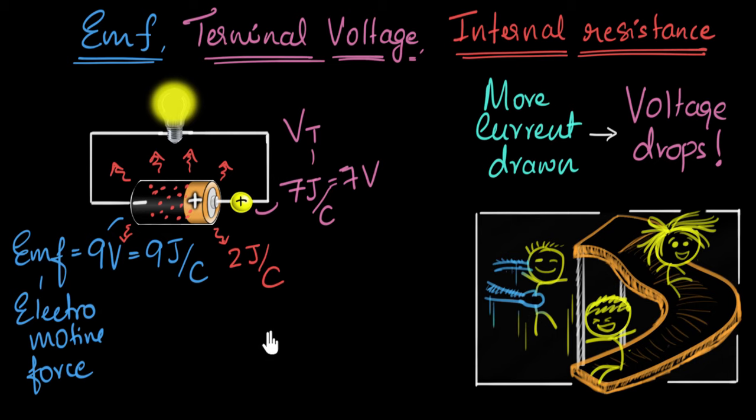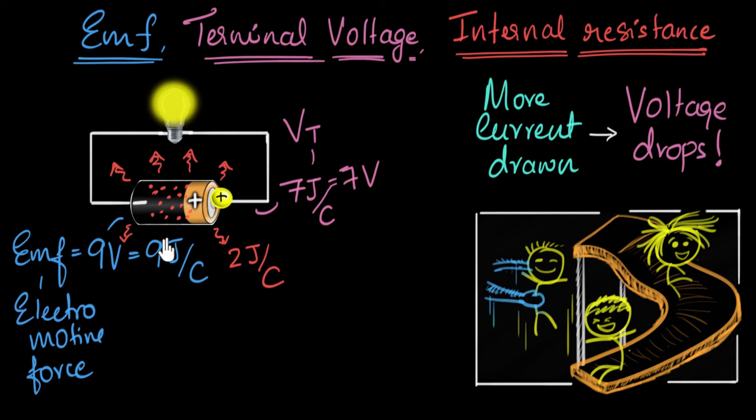So if you've understood this, I have a question for you. What if we had the same battery with the same EMF, with the same chemistry inside, meaning the same internal resistance, but this time, what if we made the charge go faster through the battery? What will then be the terminal voltage? Would it be the same, 7 volt? Would it be more than 7 or less than 7? Can you pause the video and think about it? Remember, same EMF, same internal resistance, same chemistry, the charge is moving faster. What happens to terminal voltage? Pause and think about this.